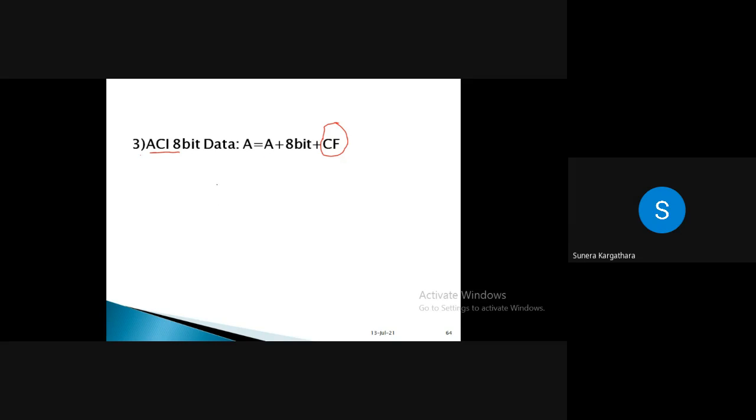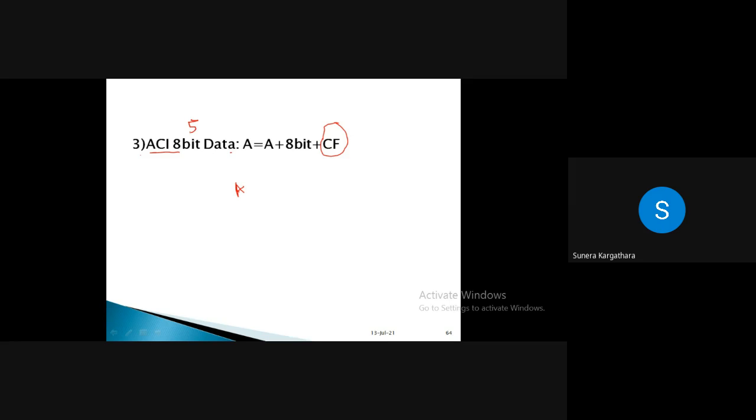Yeah, sure, ma'am. Its format is ACI, then 8-bit data. It adds the content of the accumulator with the 8-bit data plus any previous carry, and all flags are affected depending on the answer. It is a 2-byte instruction, and the addressing mode will be immediate addressing mode. Example: ACI 56H.